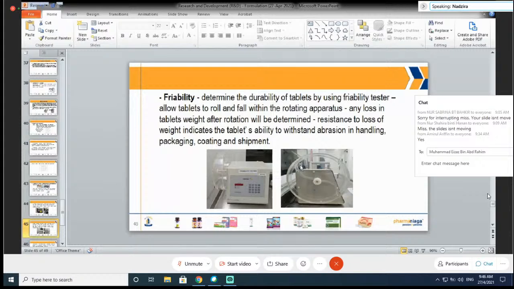Then we put the tablets in this position. Then we set it for 100 rotations, and the tablets will roll and fall within the rotating apparatus. And finally, after 100 rotations, we weigh again and see what the loss is from the initial weight. So any loss in the tablet weight after rotation will be determined. So we have to wait. Resistance to loss of weight indicates that the tablet can withstand abrasion in handling, packaging, coating, and shipment.